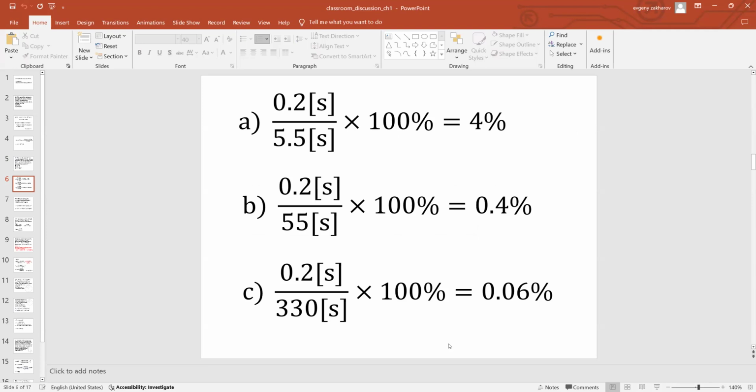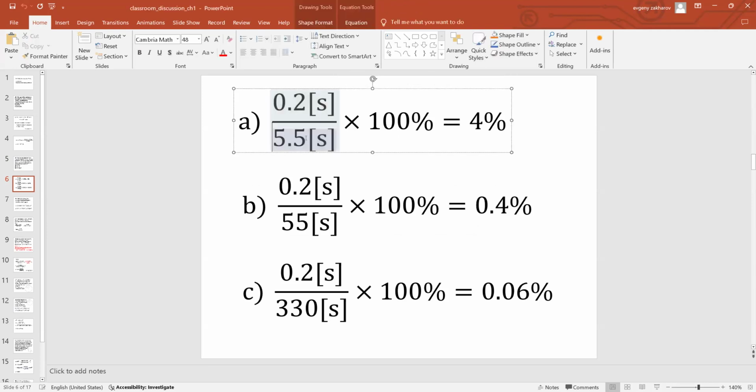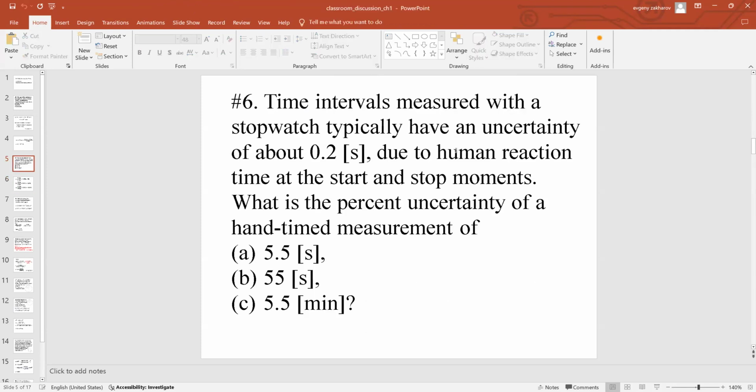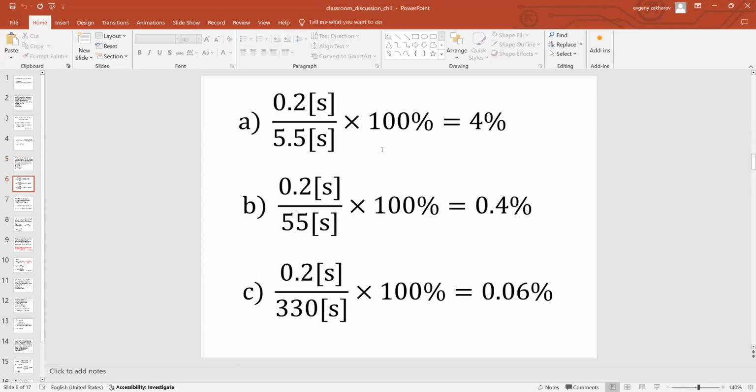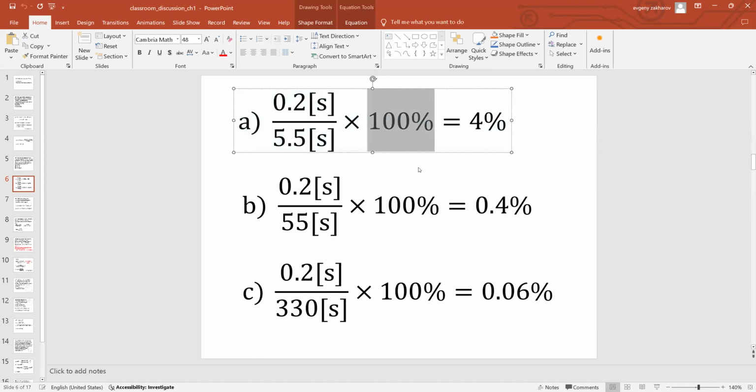Okay, percent uncertainty is a simple formula. You got your discrepancy, which is given. You got the actual measurement, which is given. Seconds cancel out. See how seconds cancel? So you're left with no units. And you want percent. It says percent uncertainty, so you multiply by 100%.